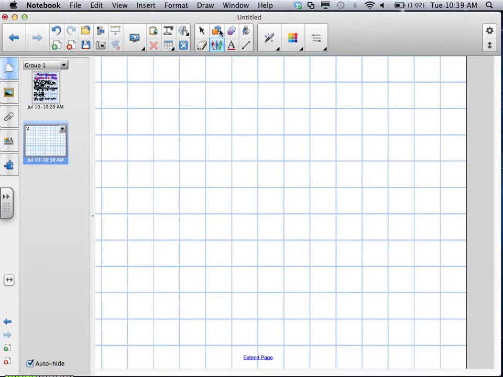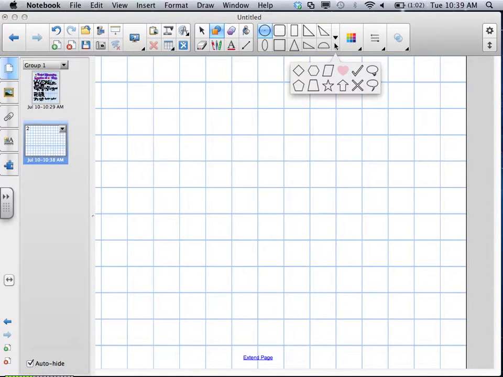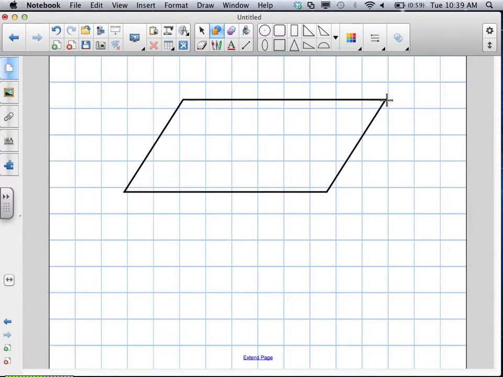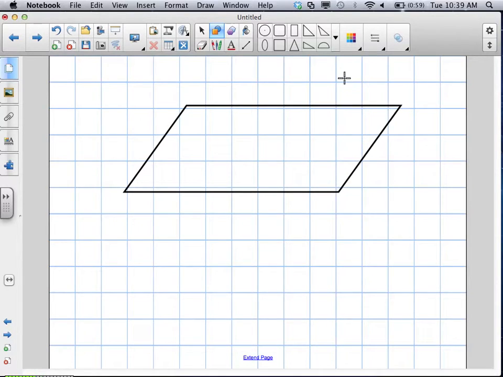And oh, I wonder if I have shapes that'll help with this. Yes. Okay, let's think of a plane. Oh yeah, that's great. There we go. So we got a plane.